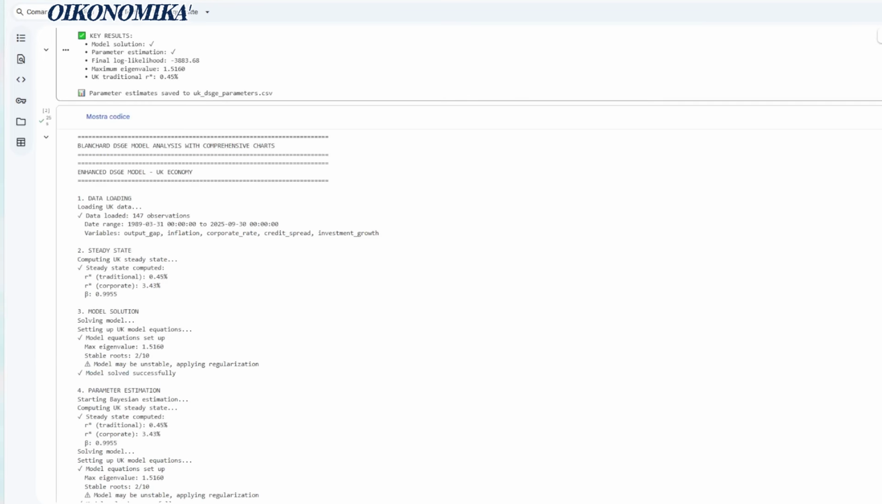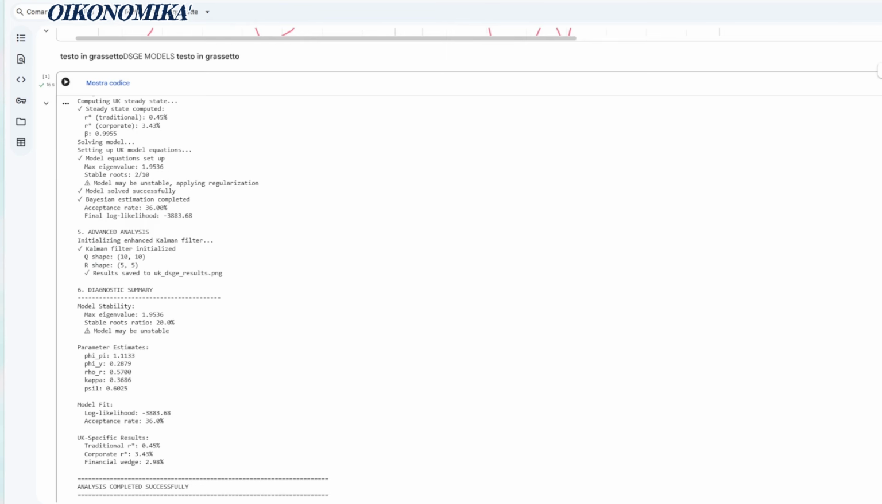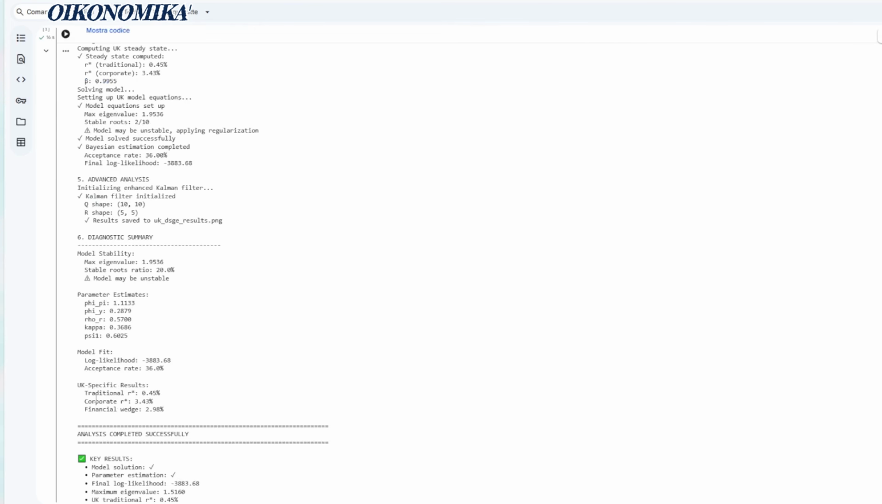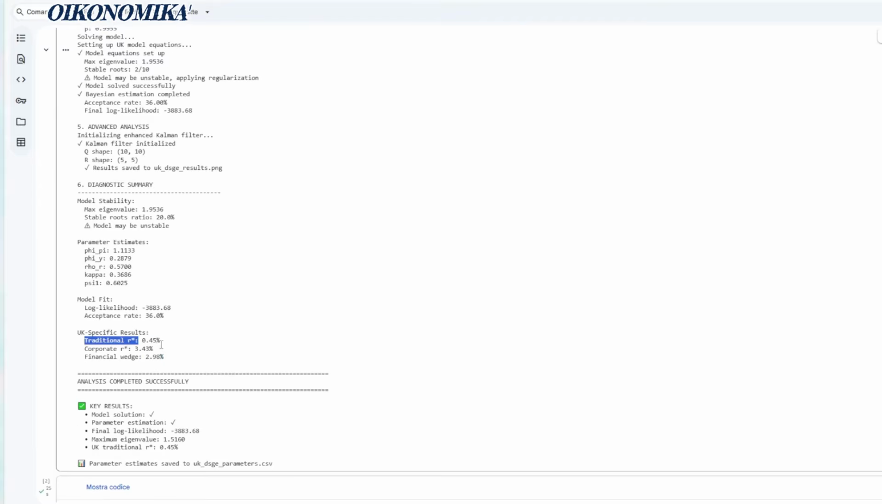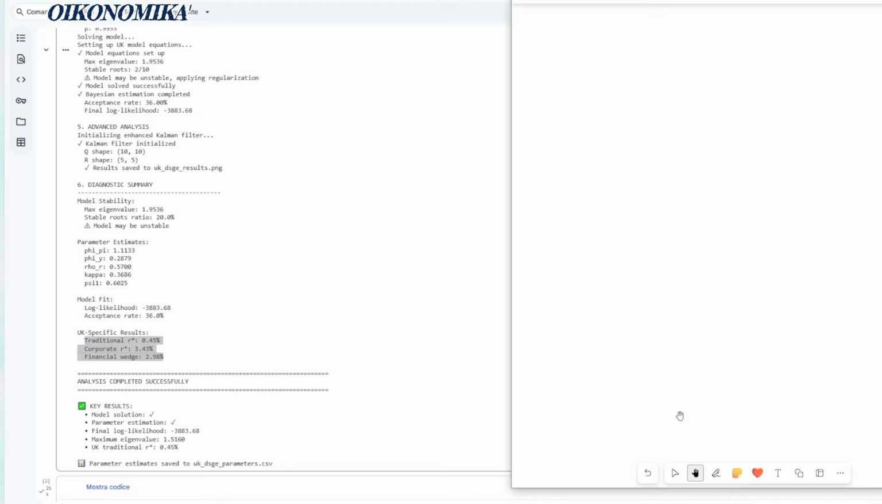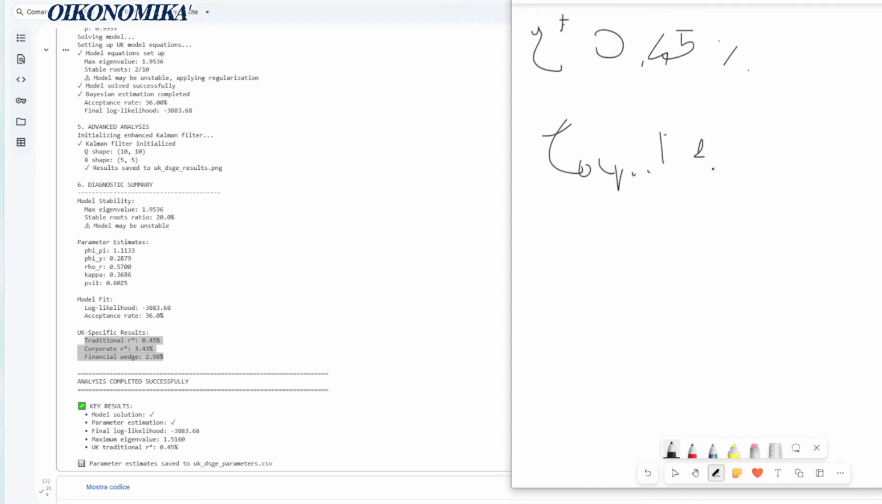So what do we have here? We'll start to understand that there is a component of financial wedge. Here you can see the model calls it financial wedge or financial friction. So the financial friction: we have an R neutral, R star, which is 0.45. These are my guesstimates. Then the corporate interest rate is 3.343%. So we have a 2.98% wedge. What that means is two things.